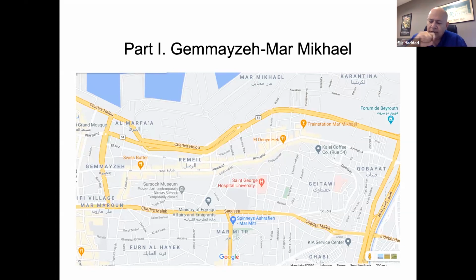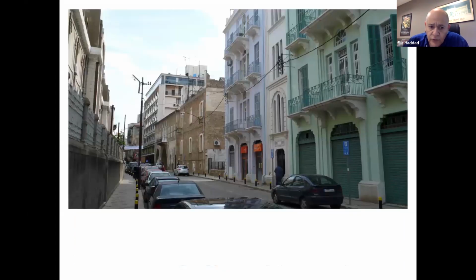the speculation of the destruction, basically, during the war, because of the fact that it was too close to the green line separating the two Beiruts. And therefore, no development happened until very recently in this district.